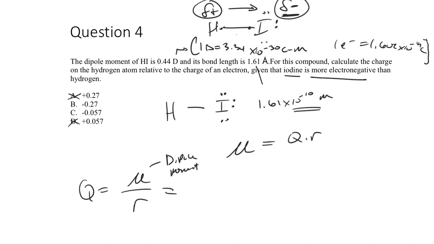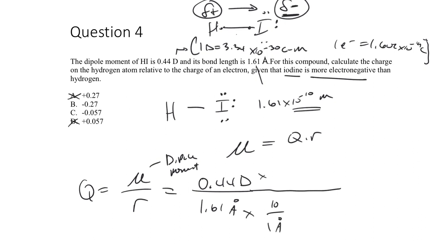And so the dipole moment is 0.44 debye, and then the bond length is 1.61 angstrom. Only issue is we've got to show how these units cancel, so let's convert into SI units. 1 angstrom is 10 to the minus 10 meter, so hence 1.61 times 10 to the minus 10 that we set up here.